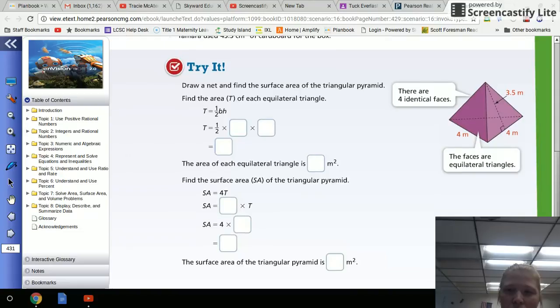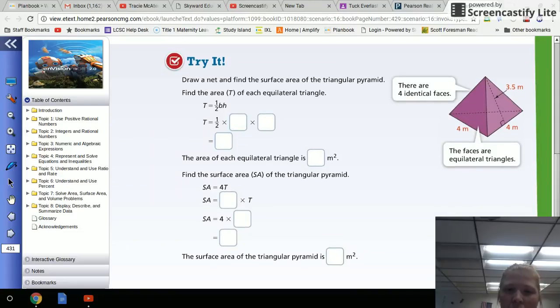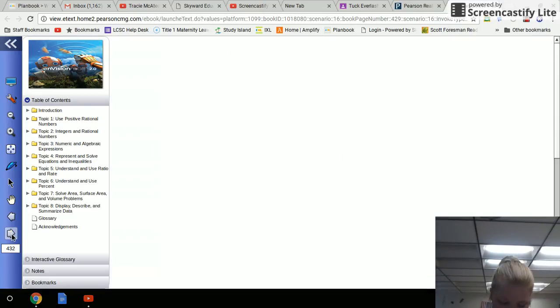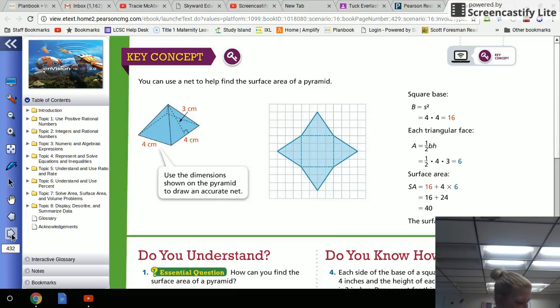Okay, I want you to pause the video. How about, instead of filling in all the boxes here, just figure out the surface area of this triangular pyramid. Okay, the answer came out to be 28 meters squared. So hopefully you got the answer right there. 28 meters squared was the answer.